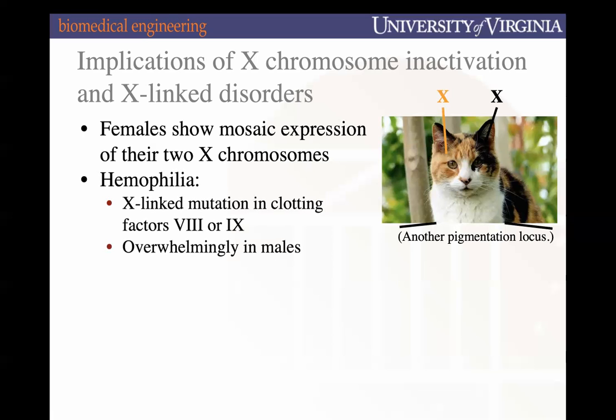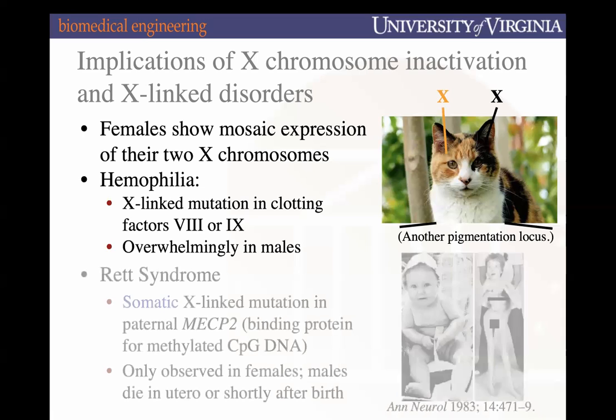Hemophilia is an X-linked mutation in clotting factors. Males are overwhelmingly the hemophilic patients because they have one copy of that X chromosome. So if there's a mutation on it, they're going to express that mutated copy. Whereas in females, if they have 2 copies, there's a random inactivation of that mutated copy, so that there's a 50% chance that they'll be expressing the mutated clotting factors.